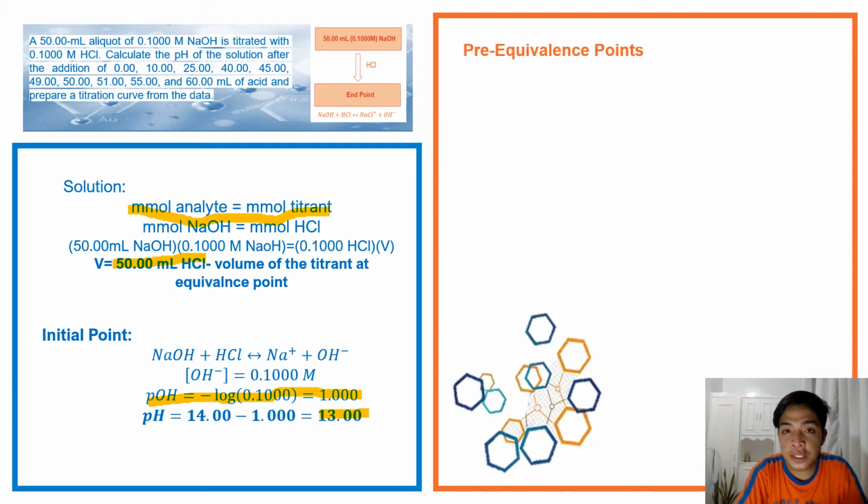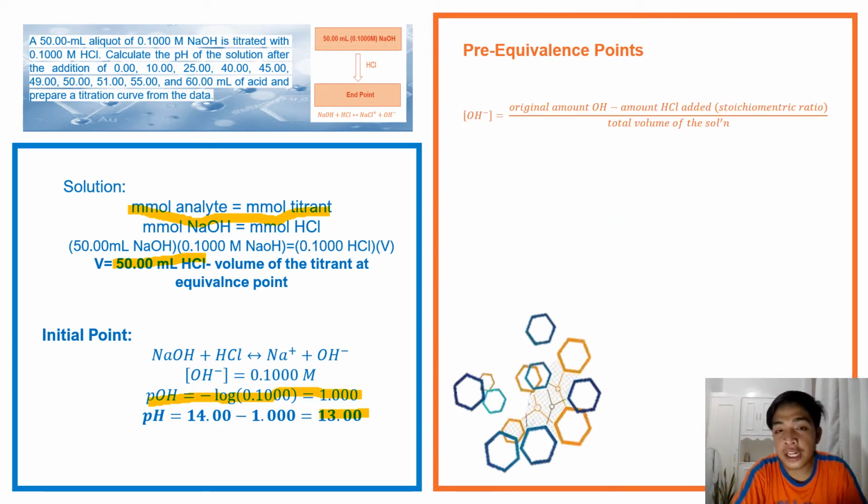So let us now proceed to the pre-equivalence point. From the problem, we are given five volumes which serve as the pre-equivalence points. The concentration of the hydroxide ion at the pre-equivalence point will be obtained using this equation.